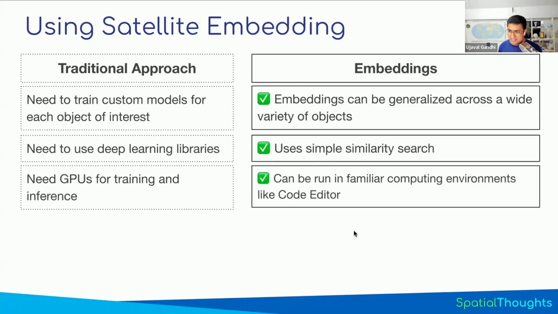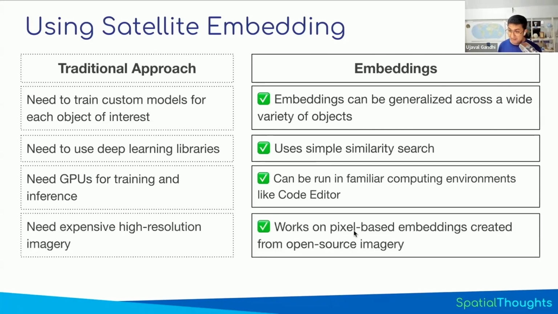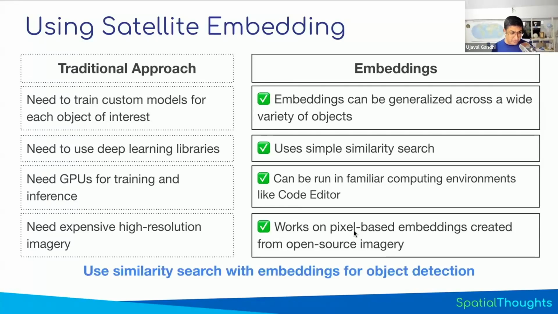Again, you can do this in the code editor. You can do this on your own machine with just simple Python libraries. No need to use GPUs or any other deep learning libraries. And this surprisingly works with medium resolution imagery. So our embeddings at 10-meter resolution are able to detect objects which are even smaller than that, or that you can't even see in the image, but they're able to detect those objects. So we can use similarity search with embeddings for object detection.